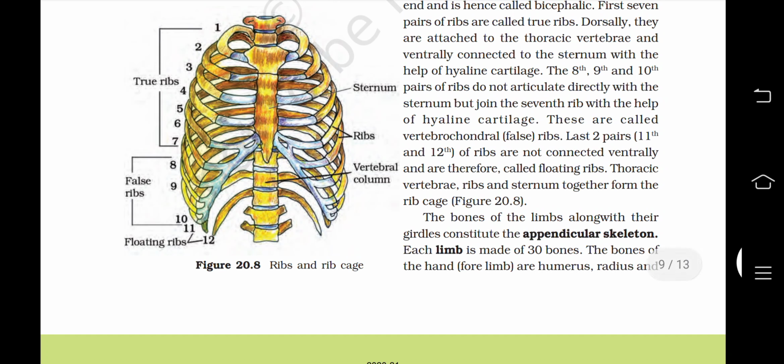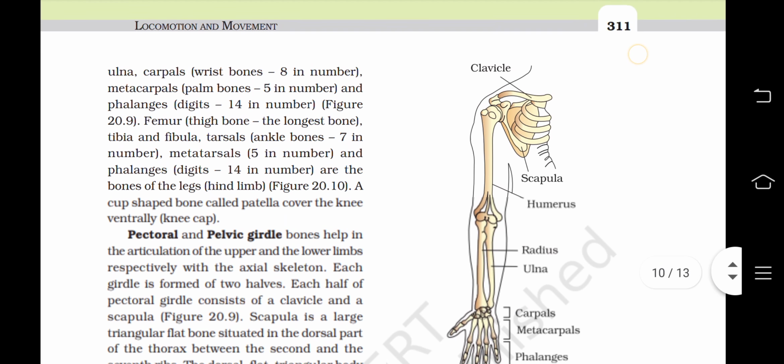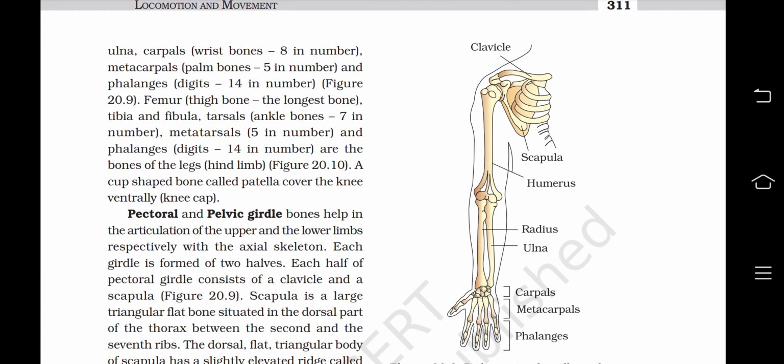The bones of the limbs along with their girdles constitute the appendicular skeleton. Each limb is made of 30 bones. The bones of the hand, forelimbs, are humerus, radius and ulna, carpals, wrist bones which are 8 in number, metacarpals, palm bones which are 5 in number, and phalanges, digits, 14 in number.